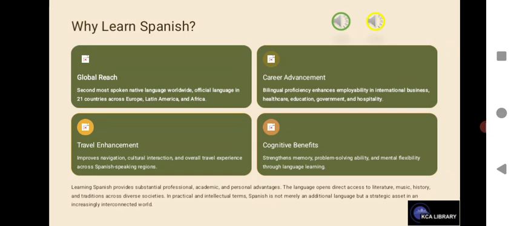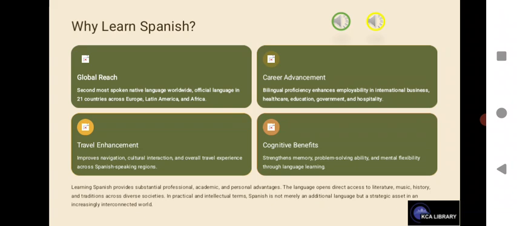Learning Spanish enhances employability by opening up opportunities in fields such as international business, healthcare, education, government, and hospitality, where bilingual skills are highly valued. It also makes travel more enriching, allowing learners to navigate new environments with confidence, engage meaningfully with local cultures, and build authentic connections in Spanish-speaking regions.